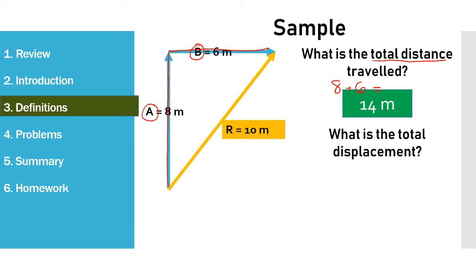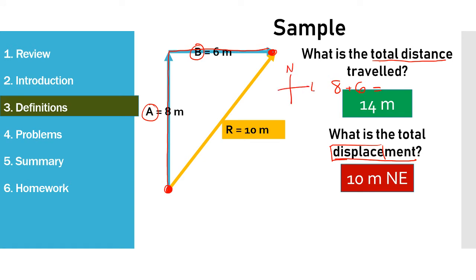But what if you're asked, what is the total displacement? Well, what's the root word of displacement? Displace. How much were you actually displaced from your original position? Your original position is around here, and you were displaced to go in this direction. So how far is that? The total displacement is 10 meters, which is the resultant. And because it has a direction, this one goes northeast, because if you were to draw the compass, it goes in between north and east.